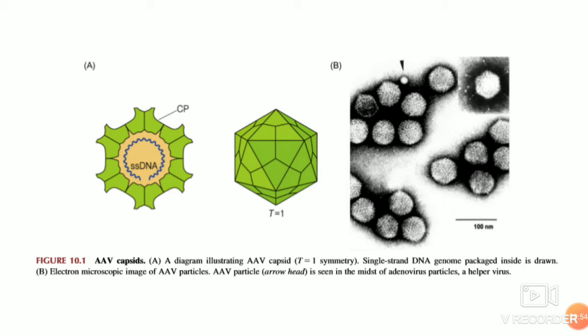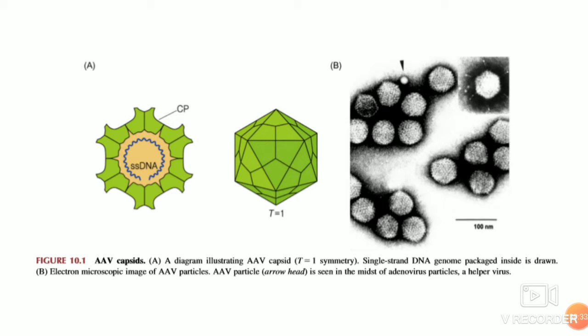These small particles were seen in the preparation of adenovirus and later it was studied. So the virion structure, as we can see, is naked, that is non-enveloped. It has a small icosahedral capsid of 28 nanometer in diameter, and the genomic material inside is single-strand DNA. The length of this DNA is 5 kilobase pairs, and both termini of the DNA sequence are self-complementary, forming a hairpin structure.